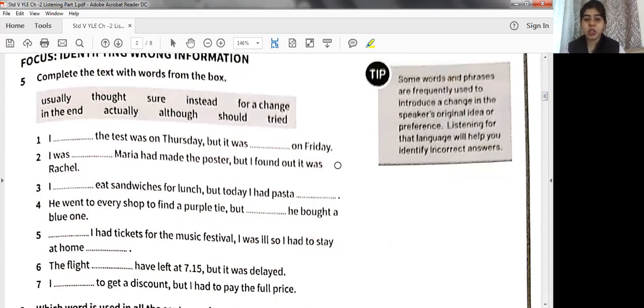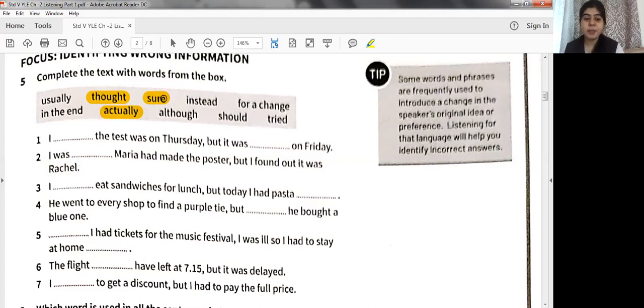I dash the test was on Thursday, but it was dash on Friday. We say, no, I thought that the test was on Thursday, but it was actually on Friday. So the first blank is thought and actually. So you are going to write the correct spellings from here. Do not make spelling mistakes. Okay. Next, I was dash Maria had made the poster, but I found out it was Rachel. I was sure that Maria had made the poster, but it was actually Rachel who had made the poster.